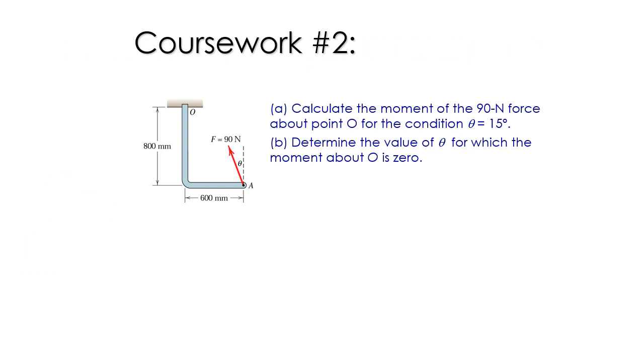So for your coursework number 2, you have to calculate the moment of a 90 Newton force about a point O for the condition of theta equals 15 degrees. And also, you need to determine the value of theta at which the moment about O is equal to 0. So that is your coursework number 2.